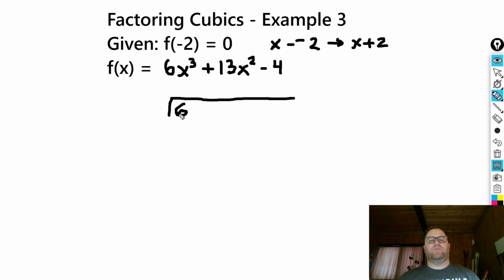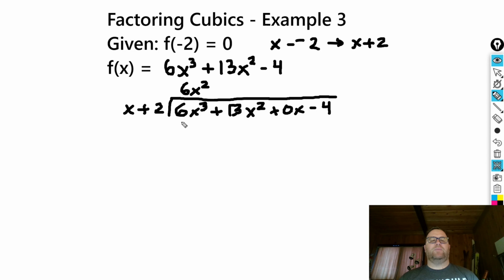So we have 6x cubed plus 13x squared. Now I'm going to put a plus 0x as a placeholder. We do need that. And then minus 4 here. Okay, so that's one of the little tricks we have. So x plus 2 is what we're going to be dividing this f of x by. Okay, so x goes into 6x cubed 6x squared times.